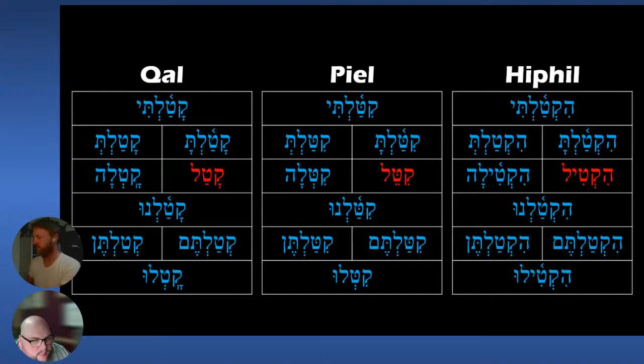Okay, we're going to look at a lot of examples. So this is from the word katan or katon, which means small. So hiktanti means you make something small.